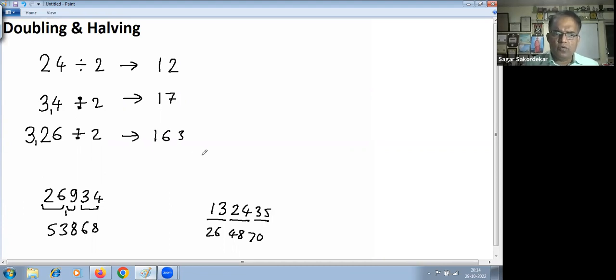Now here again you can use that concept of grouping which we referred to. 3, 2, 6. Instead of having that carry, you can just group it such that you get a double without carry. So 32 you can group. 32 half is 16, half of 6 is 3. Is it clear? 32 you can group and directly write 16, and half of 6 is 3. Try this. 5, 2, 8.